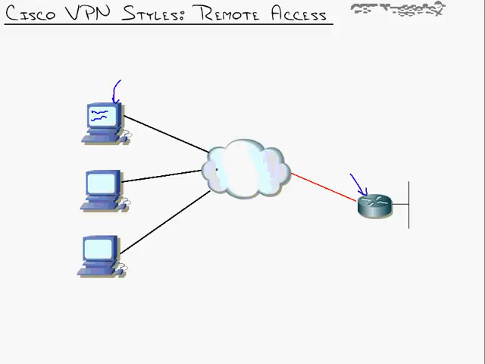They even have biometric methods nowadays. They're laptops that have thumbprint scanners on them, to where to get on the VPN, you actually have to stick your thumb on the laptop. It scans to make sure that you are who you say you are.